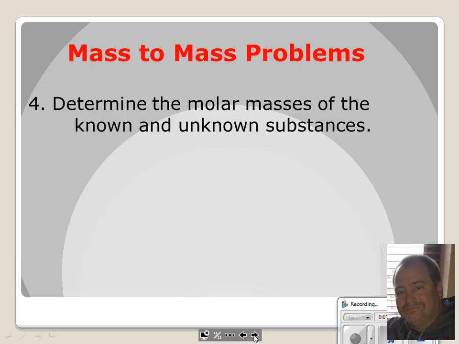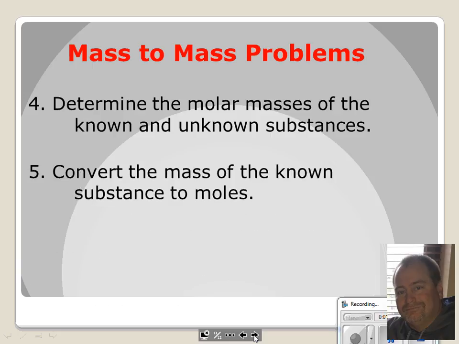Because if we need to find a volume, do we need to determine the molar masses? We need a volume. Do we need the molar mass to do so? If we need a volume, what do we need to have? Gases, STP.